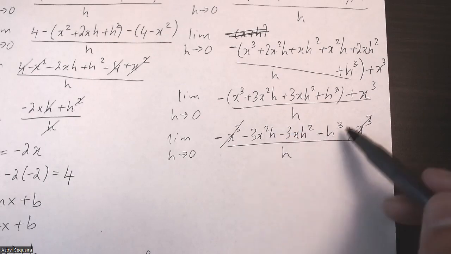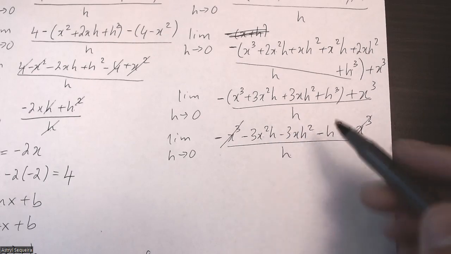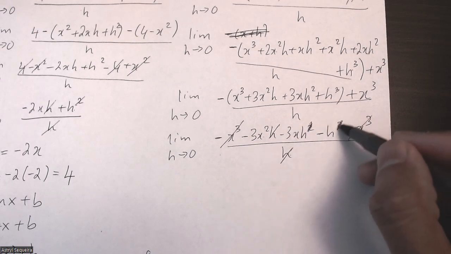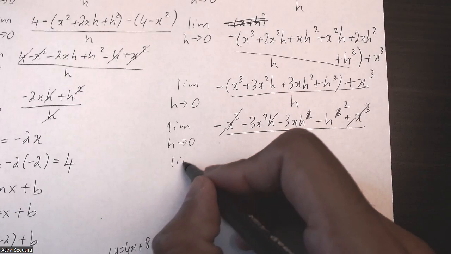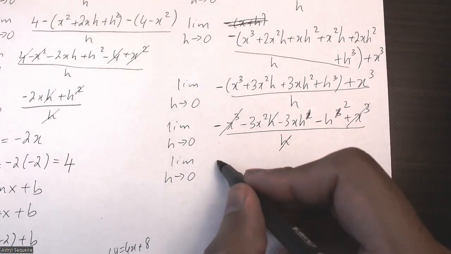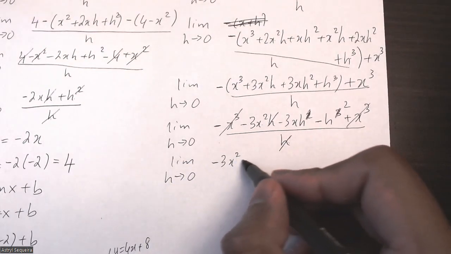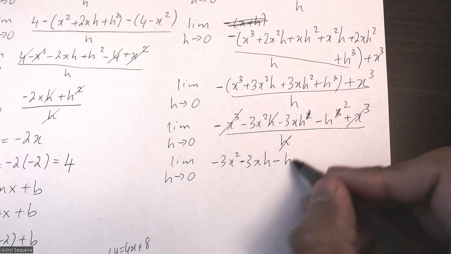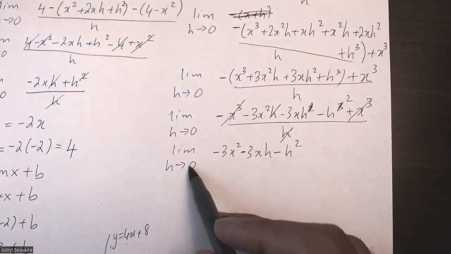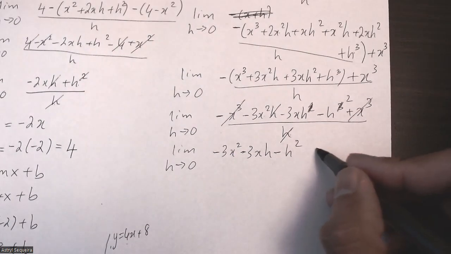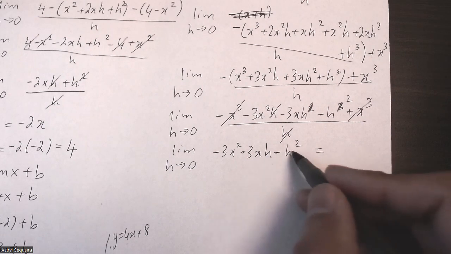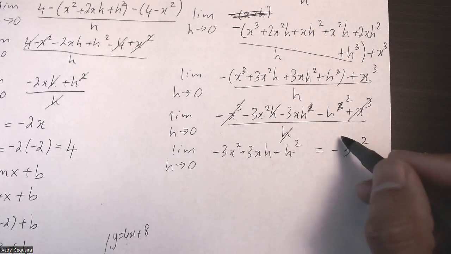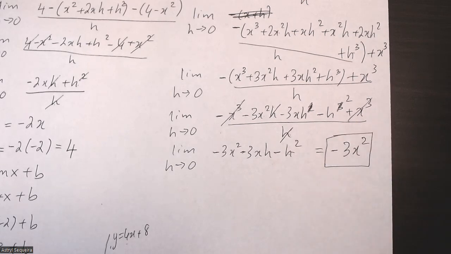And then I can now divide by h and get rid of an h from all the terms. So this cancels with that. This becomes a 1. This becomes a 2. I'm left with lim h approaches 0, negative 3x squared minus 3xh minus h squared. Now I can sub in h as a 0 into this equation. So these two will become 0. You're just left with negative 3x squared. The derivative of this equation is negative 3x squared.